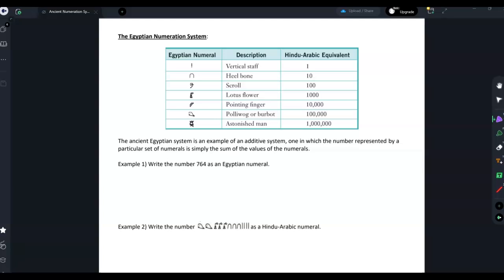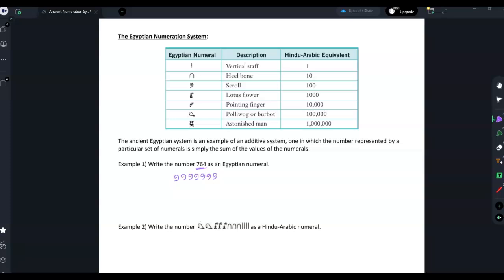So if we wanted to, for example, in our system, write the number 764 as an Egyptian numeral, we would start with the hundreds and say, well, we have 700, and in the Egyptian system, 100 is represented with a scroll. So to do 700, I would just add 100 seven times. So I would basically do 7 scrolls. I'm not looking for beautiful drawings on these, as long as I can tell which symbol you meant, and it doesn't look like one of the other symbols, then that's just fine. So there's my 7 scrolls.